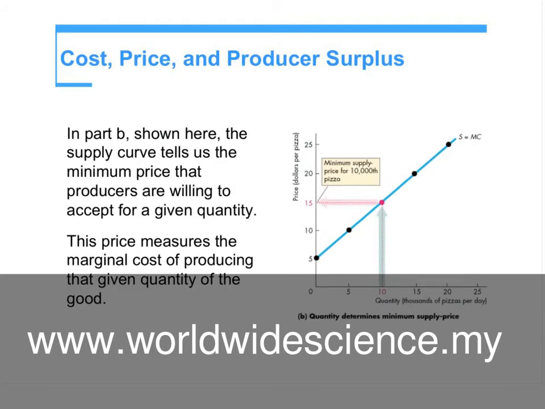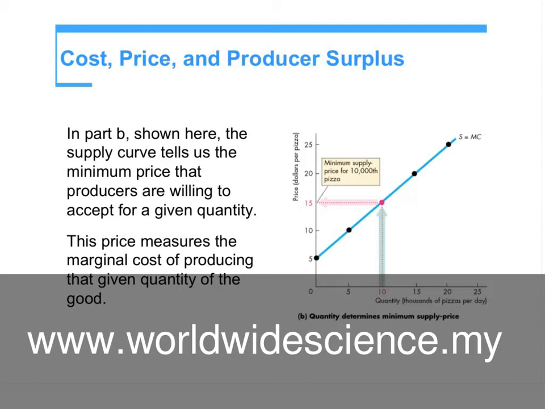So cost, price, and producer's surplus. Producer's surplus is the price of a good minus the marginal cost of producing it, summed over the quantity sold. And the producer's surplus is measured by the area below the price and above the supply curve up to the quantity sold. The next figure will show you how it works.